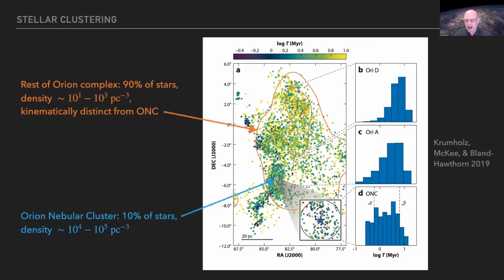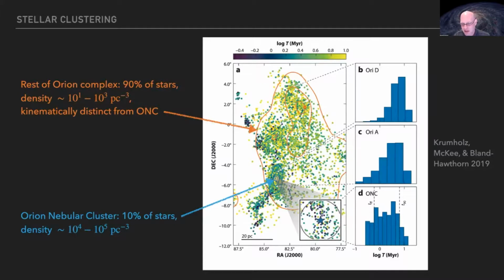So here is a kinematic map of the Orion star forming region. Each of these dots you see is an individual star with an estimate for its age, and the blue and orange are illustrating kinematically disparate components. So this blue component is what's around the Orion Nebula cluster. The Orion Nebula cluster is this tiny little region here that's 1 parsec across. And the density of stars there is really big, 10 to the 4 to 10 to the 5 stars per cubic parsec. But that's only 10% of the stars. 90% of them are out here. And you know from the kinematics, they didn't come from the Orion Nebula cluster.